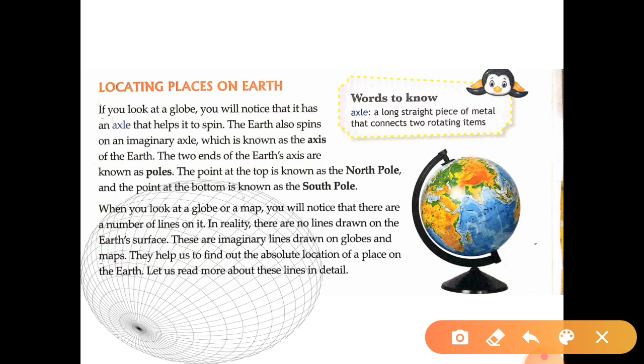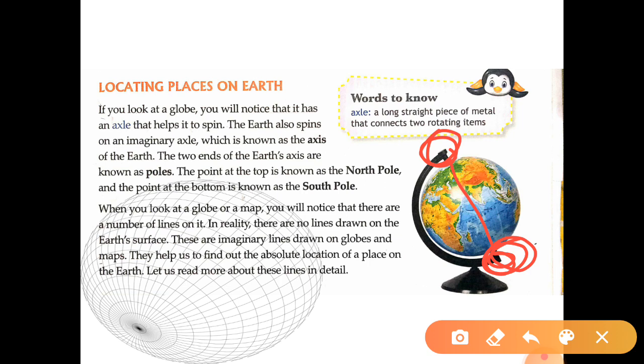The two ends of the Earth's axis are known as the poles. Where are the two ends? This one is the axis, and this one is the end in the north and this one in the south. Both ends of this axis are known as poles. The point at the top is known as the North Pole and the point at the bottom is known as the South Pole. In the northern side, the end point of the axis is the North Pole, and at the bottom the end point of this axis is known as the South Pole.